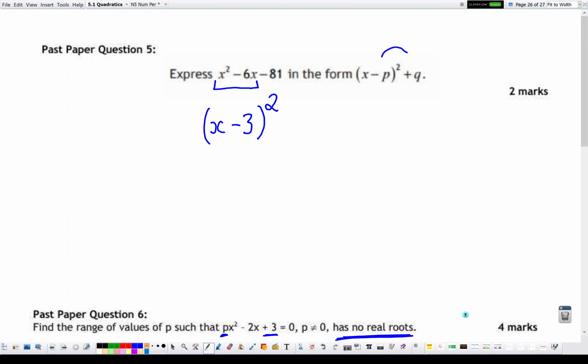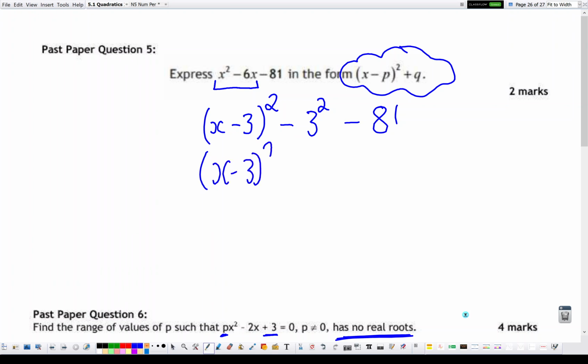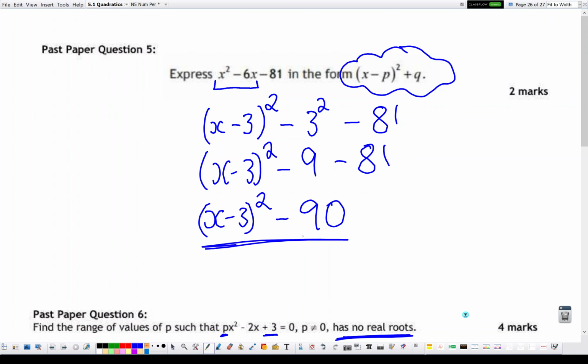Don't forget to put that as a bracket squared. It should look exactly like this at the end, just with p and q as numbers. So we've got x minus 3 squared. Then I take away whatever this number is and square it. And then I bring down that minus 81. Okay, x minus 3 squared, that now doesn't change. I just need to tidy up this number out here. So that is minus the value of 3 squared, so minus 9, minus 81. So x minus 3 squared, minus 9, take away another 81. That's going to be minus 90. And that is you finished.